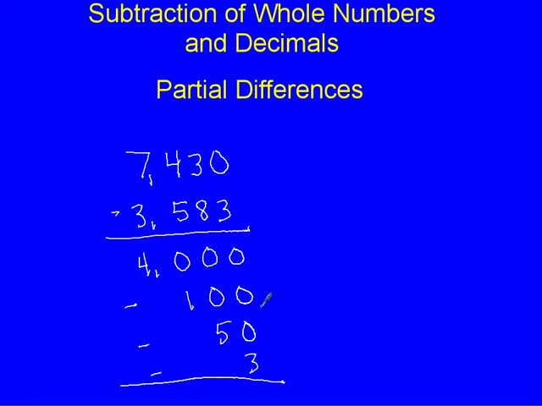Once we've gone through each place value, we find the total value. So 4,000 minus 100 is 3,090. Minus 50 is 3,000. Let me do that again. 4,000 minus 100 is 3,900. Then 3,900 minus 50 is 3,850. 3,850 minus 3 is 3,847.